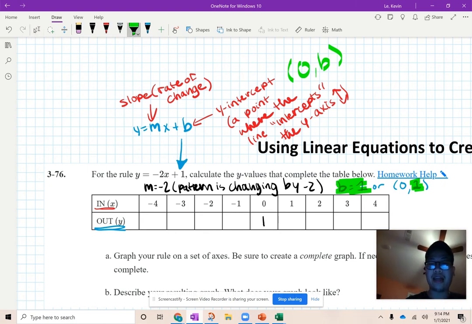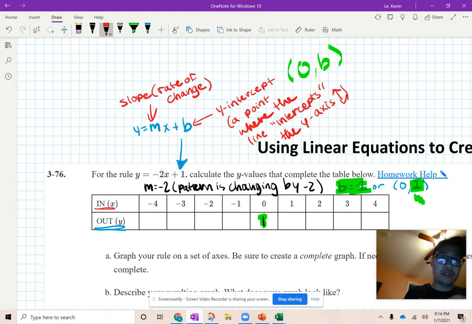Notice that I got that from here. Okay, you guys see that? It's my B. Now, what was the pattern that I said it was? Oh, it's changing by negative 2. So that means if I put in another x value, it's going to change by negative 2. It's going downwards. So let me think about that.